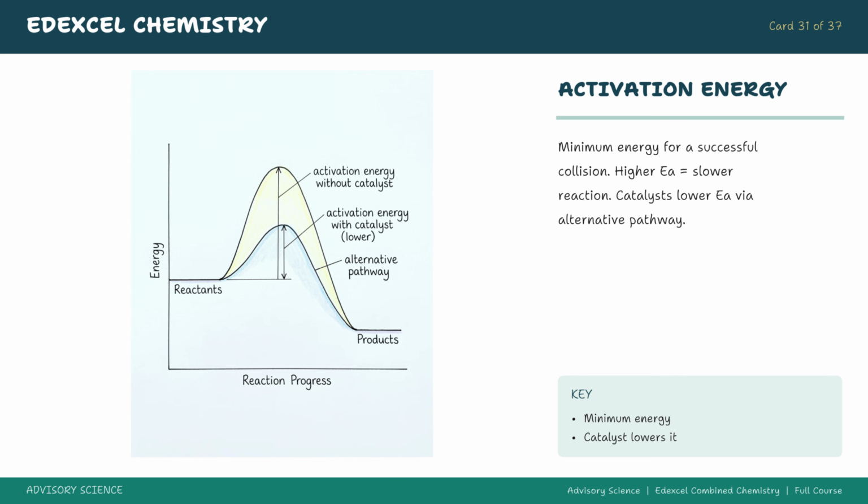A catalyst speeds the reaction up, not by changing the temperature, but by giving the particles a different pathway with a lower activation energy. The catalyst itself is not used up in the reaction. In an exam, never say a catalyst lowers the temperature or speeds the particles up. The correct phrase is provides an alternative pathway with a lower activation energy.